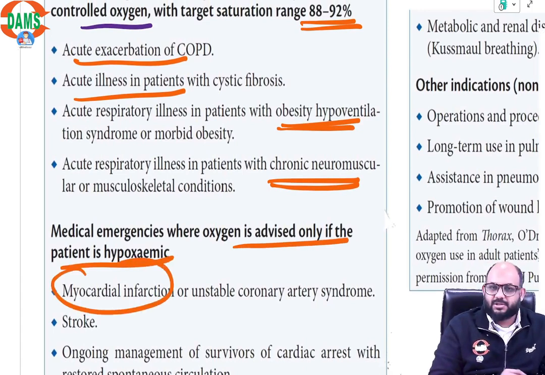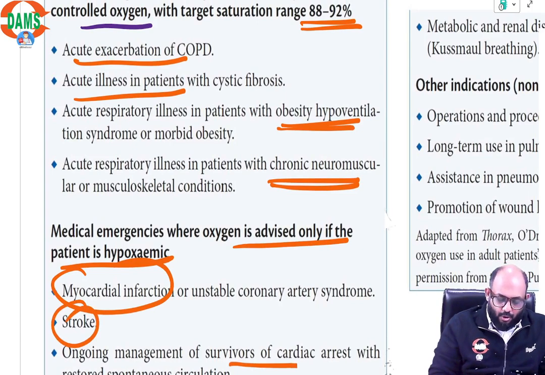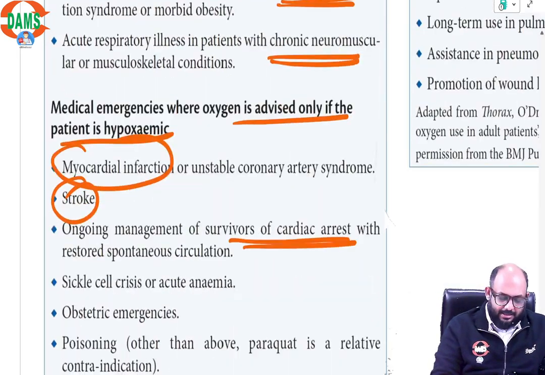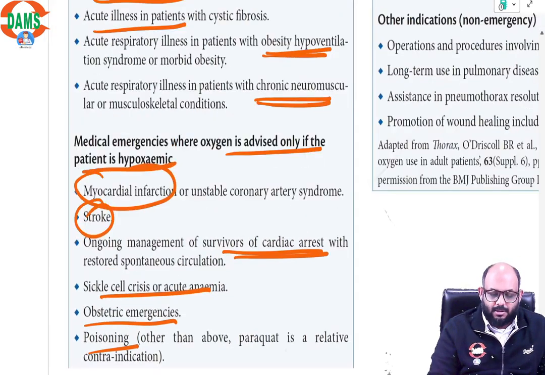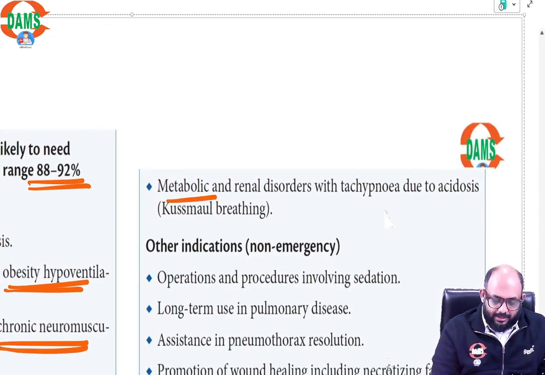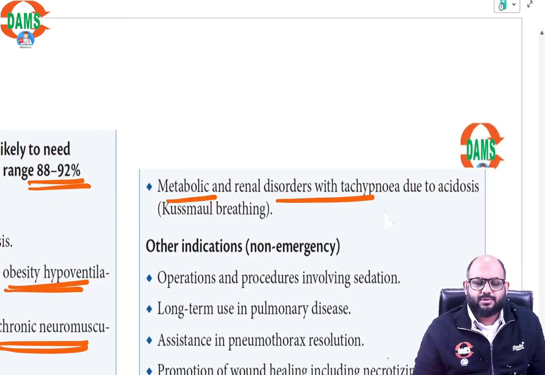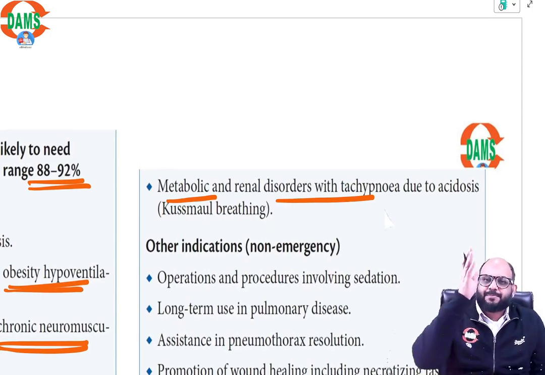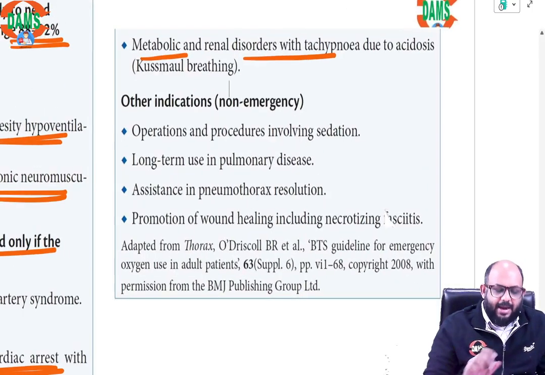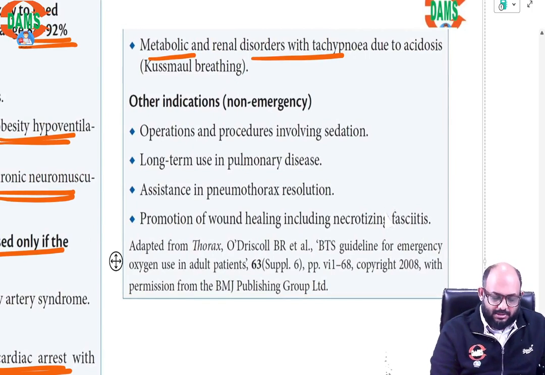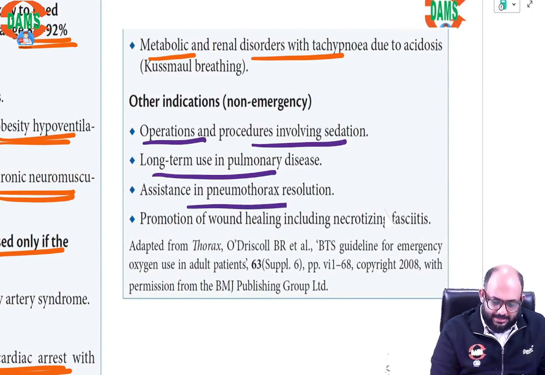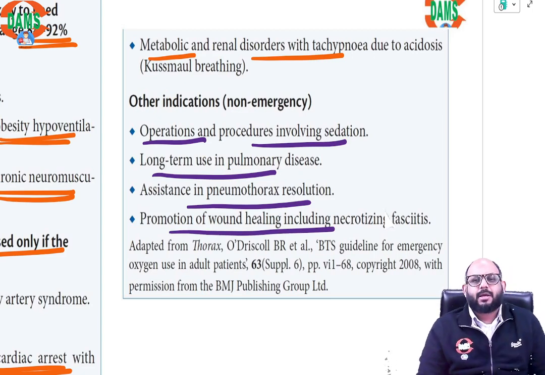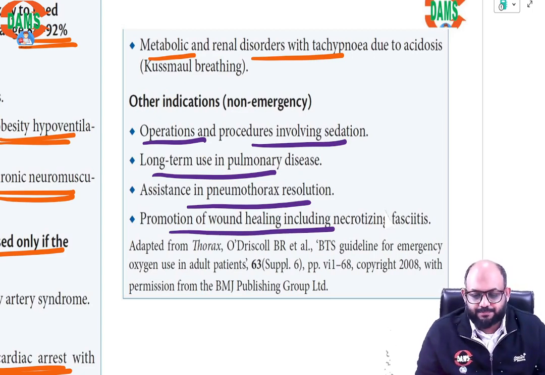Medical emergencies where oxygen is advised only if the patient is hypoxemic: myocardial infarction, you don't always give oxygen. Stroke, ongoing management of survivors of cardiac arrest, sickle cell crisis or acute anemia, obstetric emergencies, poisoning, and metabolic and renal disorders with tachypnea due to acidosis. You only give oxygen if there is evidence of hypoxemia. And other non-emergency conditions where you give oxygen: operations and procedures involving sedation, long-term use in pulmonary disease, assistance in pneumothorax resolution, and promotion of wound healing, including necrotizing fasciitis.